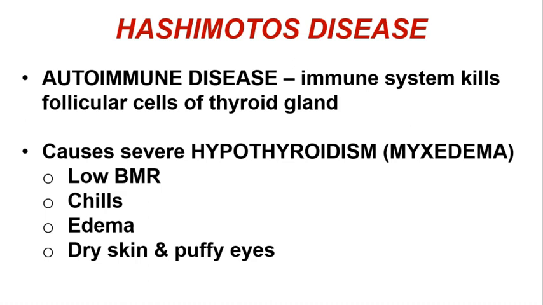So as you might expect, reduced or lowered secretion of thyroid hormones lead to low basal metabolic rates as well as low body temperatures, which cause chills. Since we see that normal thyroid hormone helps to maintain normal body temperature and a typical basal metabolic rate. Hypothyroidism also causes edema, that is fluid accumulation in the tissues, as well as dry skin and puffy eyes.